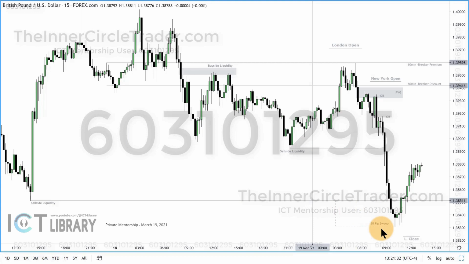And then London close, we start to move back up inside of the range and closing in this small little imbalance right there.